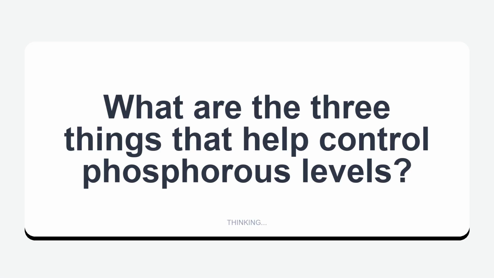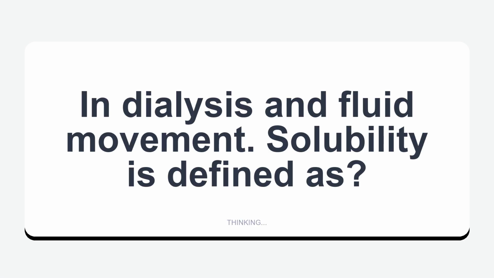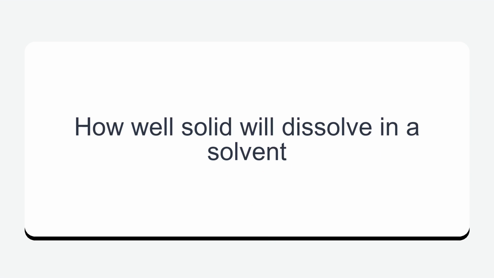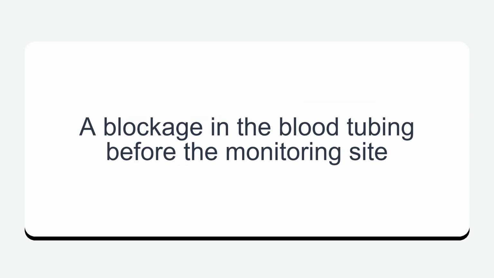What are the 3 things that help control phosphorus levels? Diet, phosphate binders, hemodialysis treatments. In dialysis and fluid movement, solubility is defined as how well a solid will dissolve in a solvent. A low-pressure alarm in the venous, post-dialyzer, line is likely to be set off by a blockage in the blood tubing before the monitoring site.